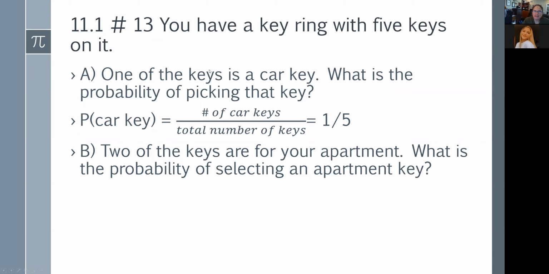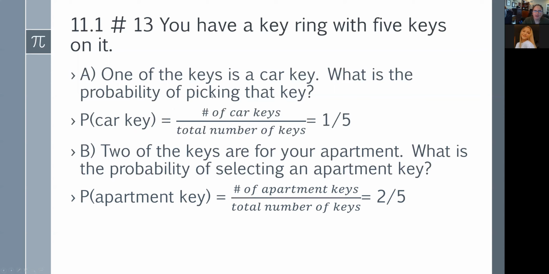And then part B says 2 of the keys are for your apartment. What's the probability of selecting an apartment key? The probability of selecting an apartment key is the number of apartment keys out of the total number of keys. And there's 2 apartment keys out of 5 keys, so that probability is 2 out of 5, 2/5.